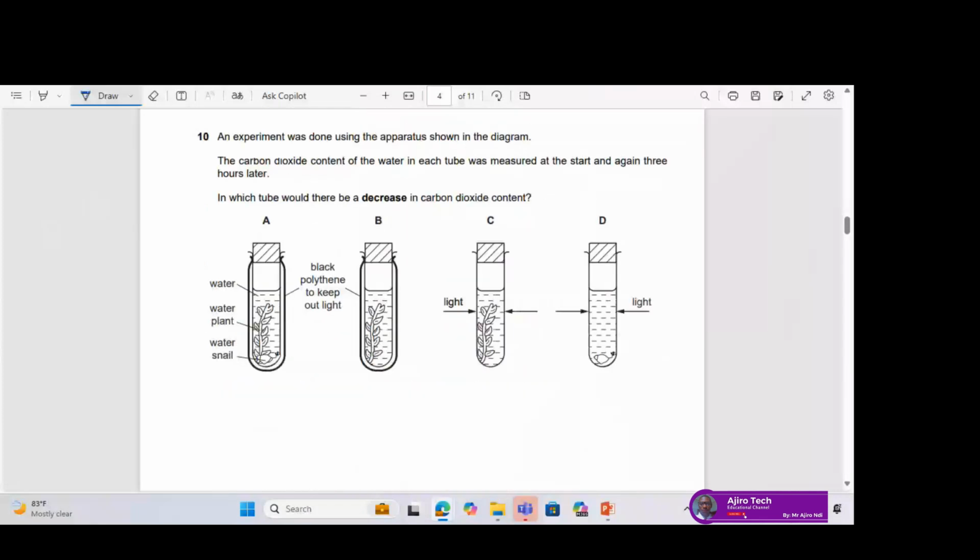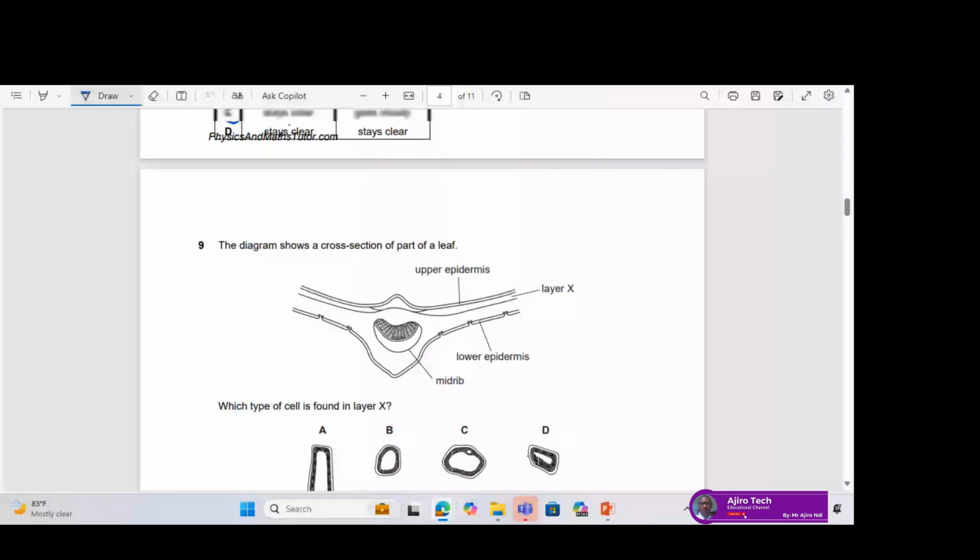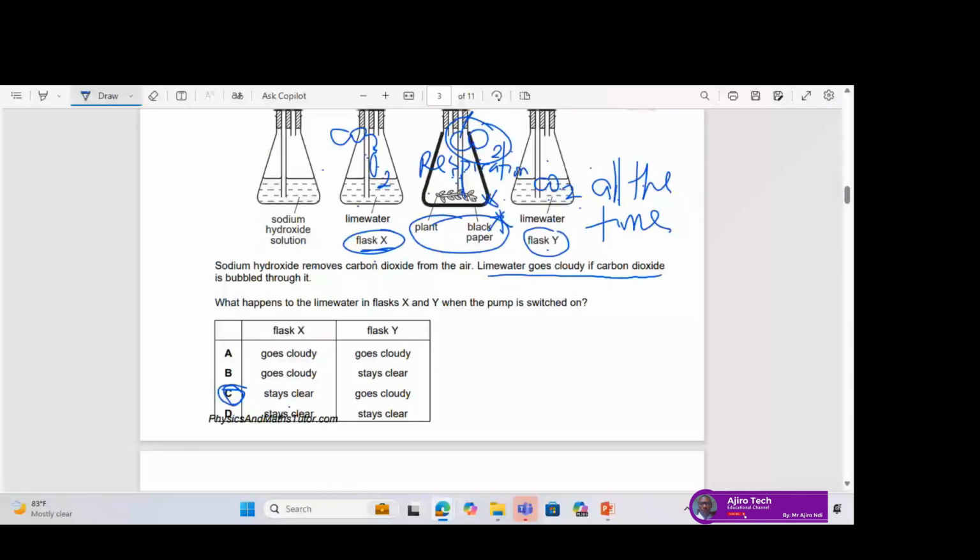Okay, let's have you answer question 10 again, so I'll be sure you understand fully what you have explained. So let's go to question 10. It's having the same idea as the one we just answered.